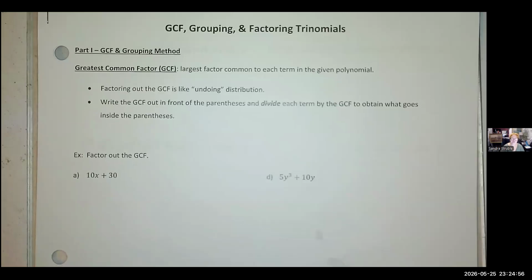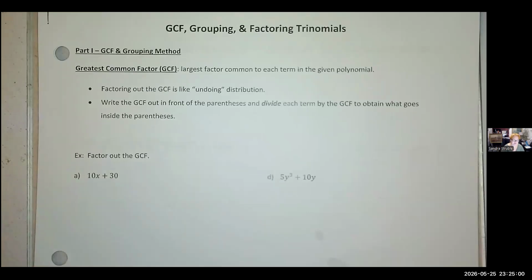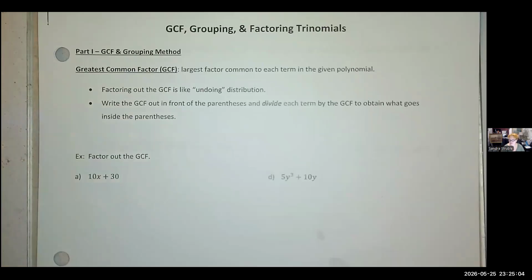Hey, y'all, let's cover GCF, grouping, and factoring trinomials. Now, this is part one for this section, and it's the greatest common factor. Greatest common factor is what we're using GCF for.